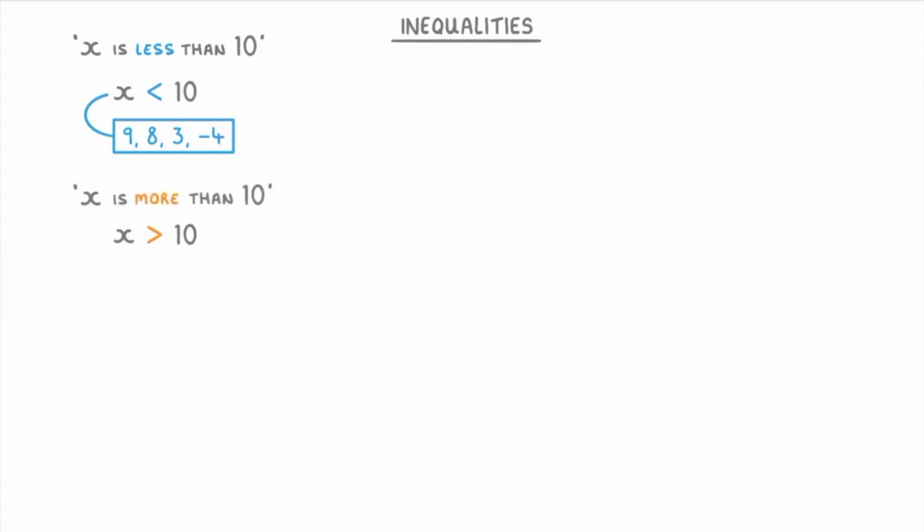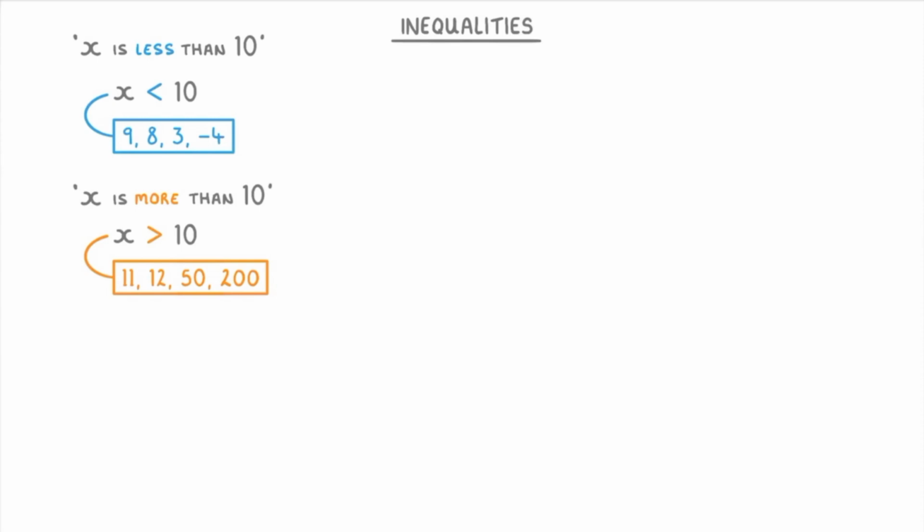If we look at this expression, it means that x is less than 10. So x could be 9 or 8 or 3 or negative 4, basically anything that's less than 10. Whereas if we had this expression, this one means that x is more than 10, so a number like 11, 12, 50 or 200.